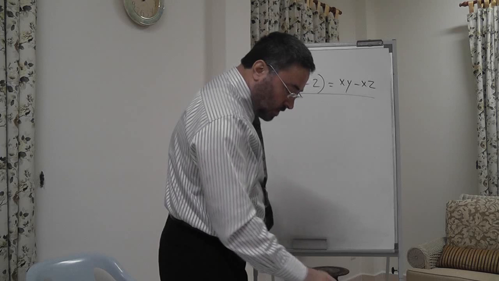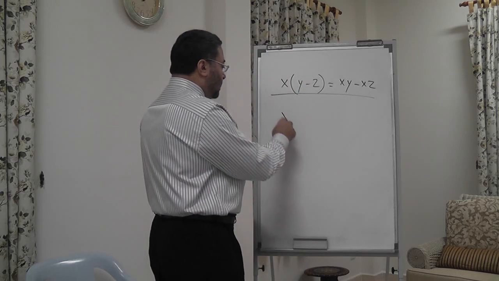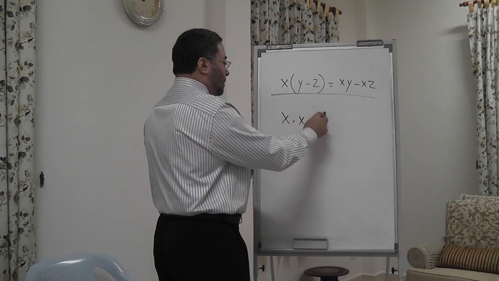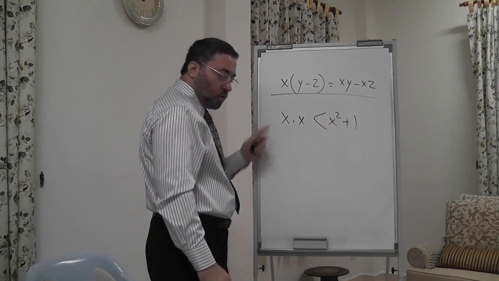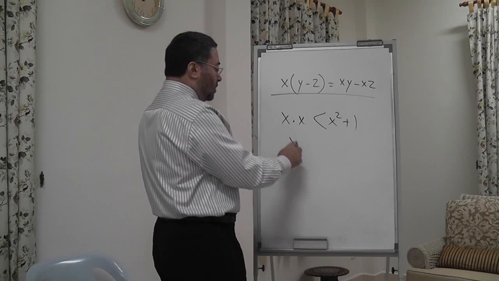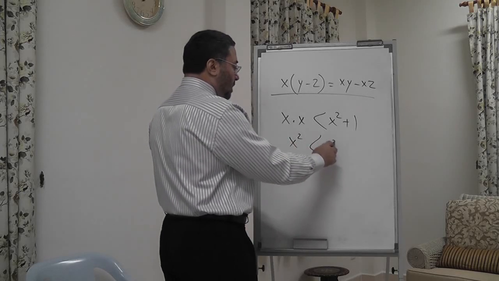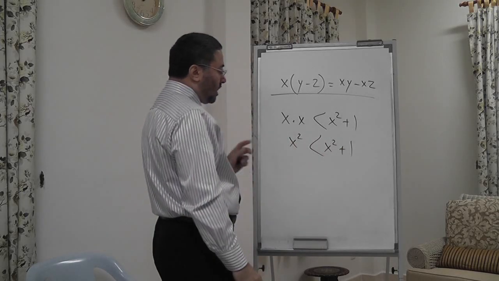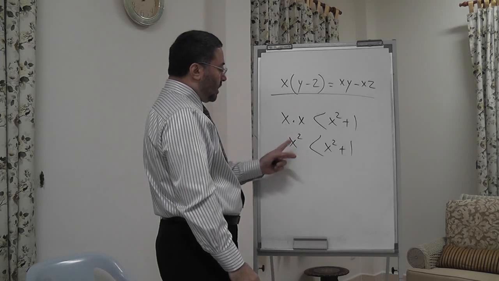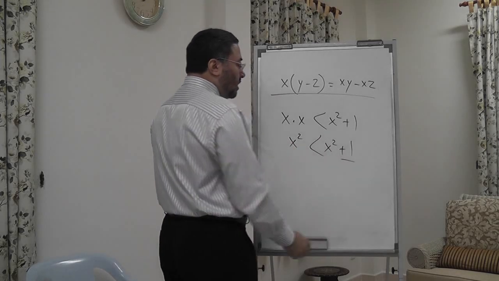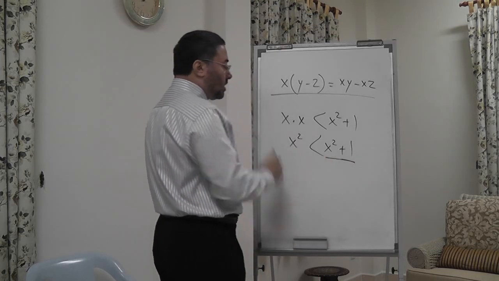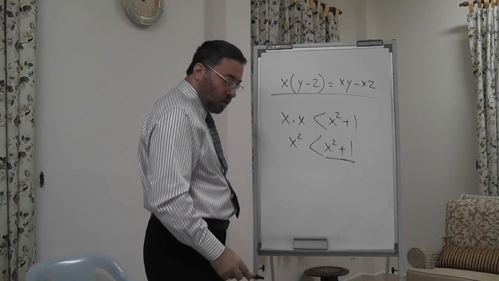Number 39, x times x. Again, is this true for all numbers? Here we have x squared less than x squared plus 1. So whatever x is, I square it, and then I square it on the other side, and I add 1, then this quantity is going to be more than this quantity. So this is true for all numbers.